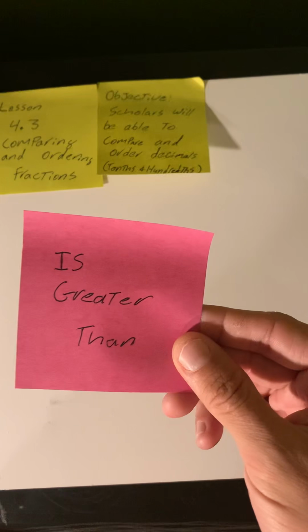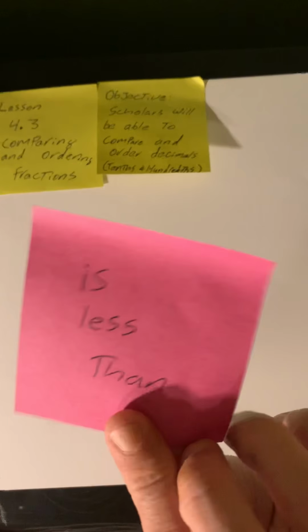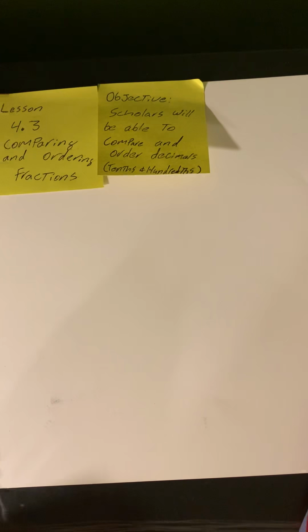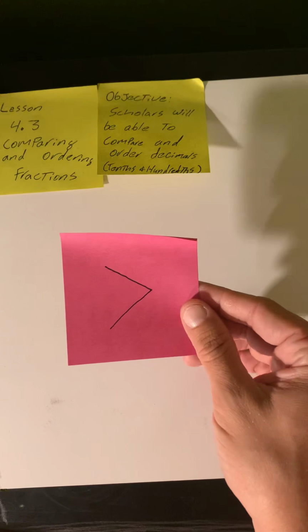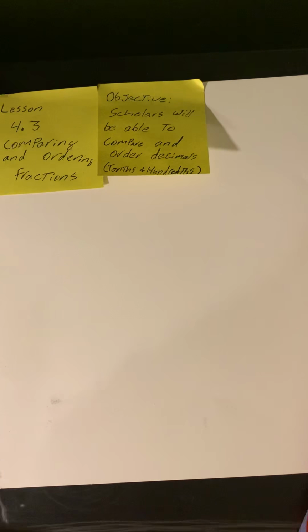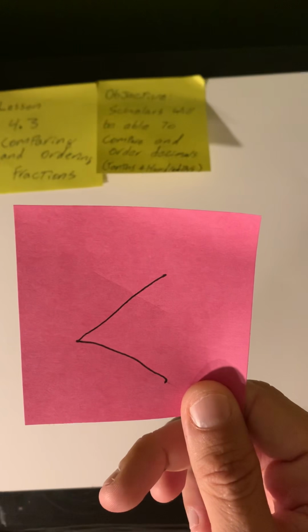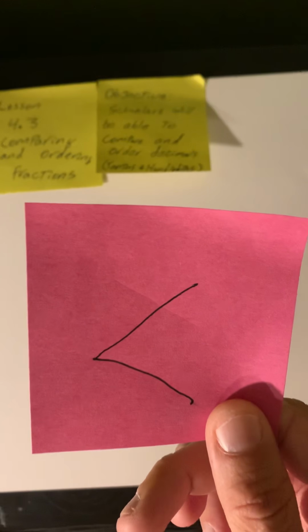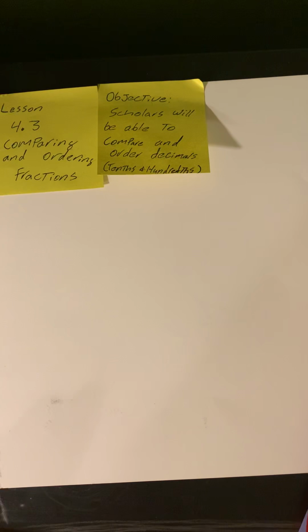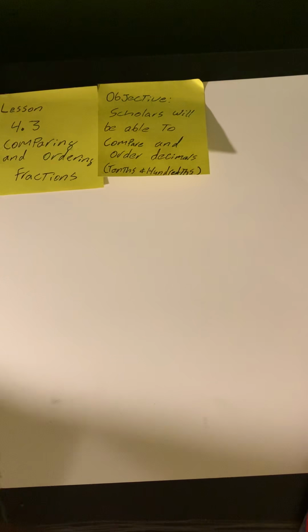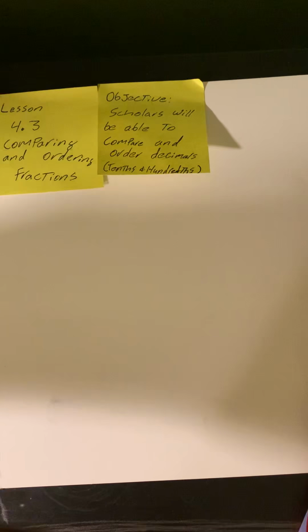such as is greater than or is less than for our comparisons. We've also got this symbol, which means greater than, or this symbol, which means less than. Remember, Pac-Man or the alligator wants to go for the larger of the two. Okay? When we need to order our decimals, what we're doing is we're saying order the decimals from least to greatest or greatest to least.